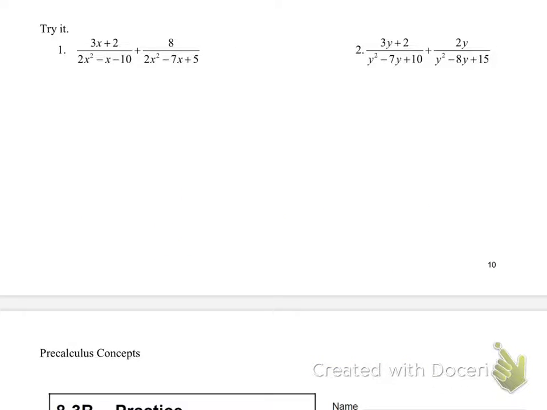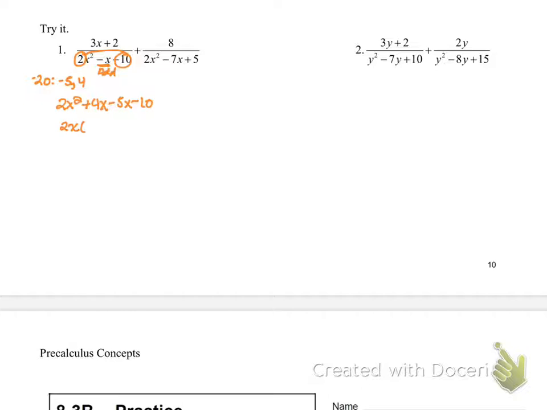Let's try 2 more together. So remember, step 1 is always factor first. In this example, we have a 2 in front, so we have to multiply 2 times negative 10, negative 20. You're still looking for the factors that multiply to negative 20 and add to negative 1. So that's going to be what? Negative 5 and 4. So we're going to rewrite it as 2x squared plus 4x minus 5x minus 10.